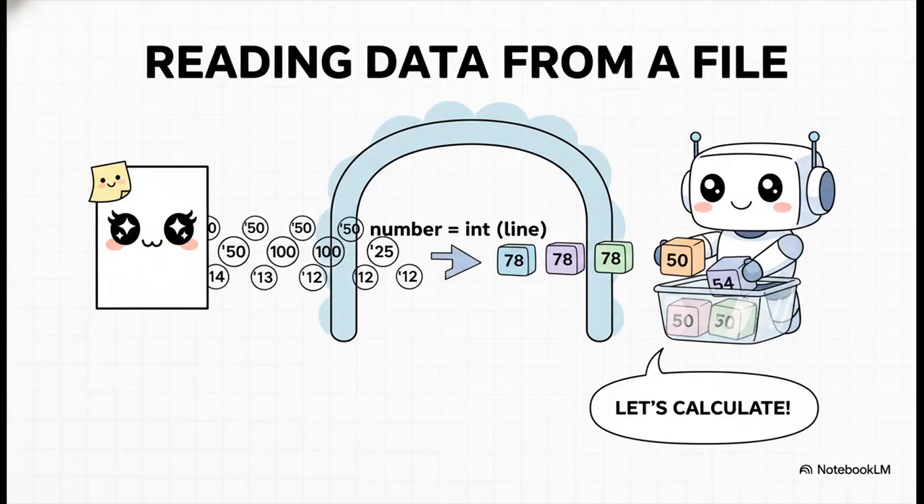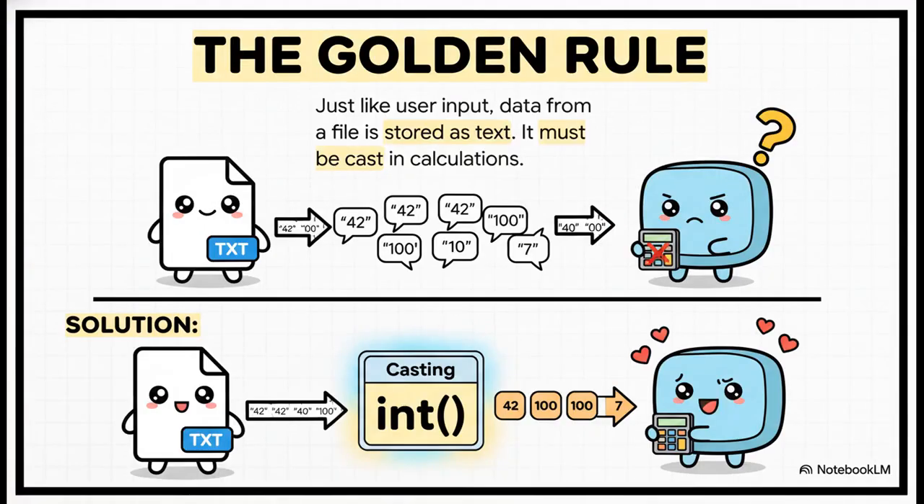Now, it's not just stuff that users type in that you have to worry about. Here's another super common place you'll need casting: when you're reading data from a file. Even if a file is just packed with numbers, your program is almost always going to read each line as a string of text first. And this brings us to a really fundamental rule you just have to remember. Just like user input, data you read from a file is almost always treated as text by default. So if you're pulling numbers from a file and you need to do any math with them, you absolutely have to cast them first. No exceptions.